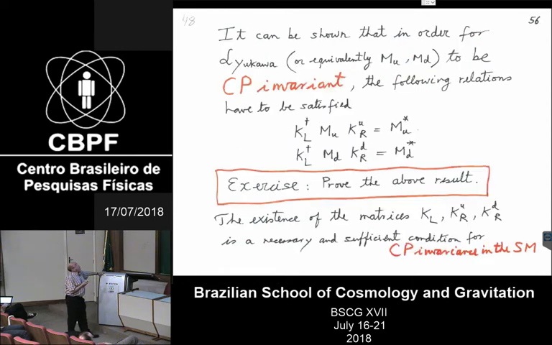Now, this is the algebra that graduate students would have to do. It can be shown that you can write Yukawa couplings equivalent to MU, MD. I'm doing it with MU, MD, but you don't need to; you can do it with Yukawa couplings, and never need to talk about VCKM. But let's do it after spontaneous symmetry breaking, when you generate quark masses. If you put the mass terms, you see that there should exist a unitary matrix that transforms this into its complex conjugate. This doesn't look very useful, right? Anyway, you can do that just by doing Dirac algebra. Now, the existence of the matrices KL, KU, KR are necessary and sufficient conditions for CP invariance in the SM. Again, this is not very useful.